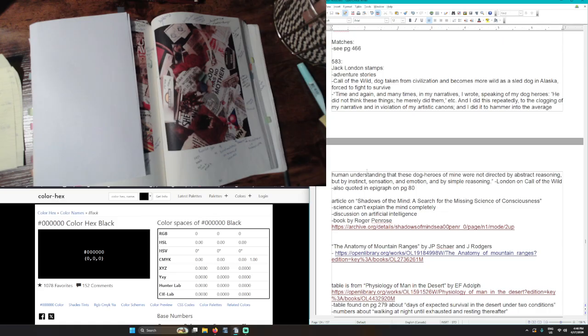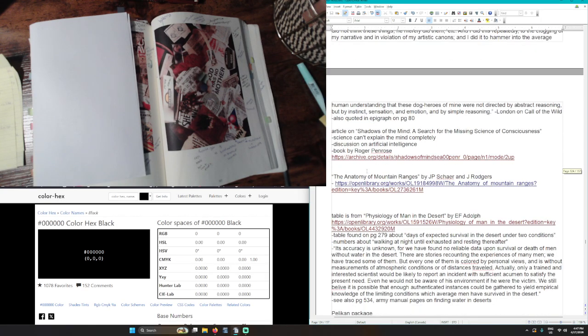Time and again, and many times in my narratives, I wrote, speaking of my dog heroes, he did not think these things, he merely did them, etc. And I did this repeatedly to the clogging of my narrative and in violation of my artistic canons, and I did it to hammer into the average human understanding that these dog heroes of mine were not directed by abstract reasoning, but by instinct, sensation, and emotion, and by simple reasoning. So this idea that you lose your sense of reasoning, and abstractness and humanness and civilization in these wild places.